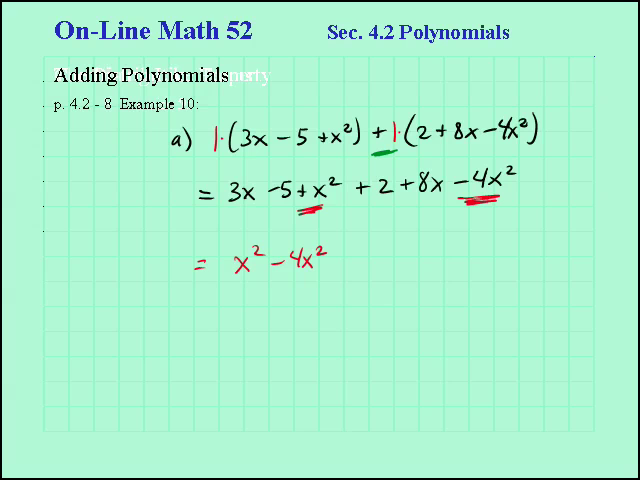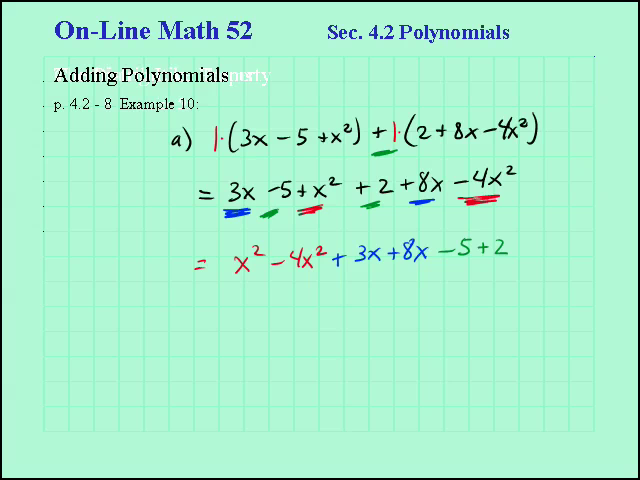And let's see, the extras, we have a 3x and an 8x. That's a positive 3x and a positive 8x. And those are the x terms. And lastly will be the constants. And we have a negative 5 and a positive 2, or a minus 5 and a plus 2.